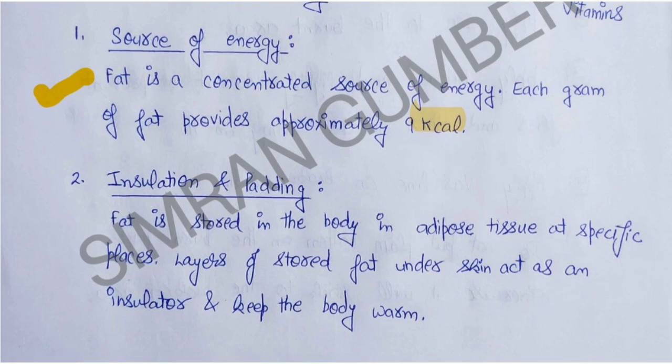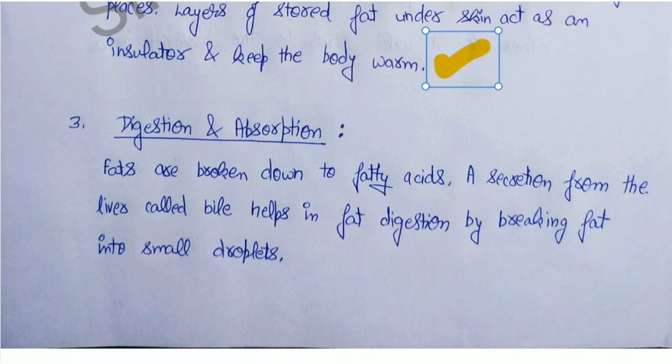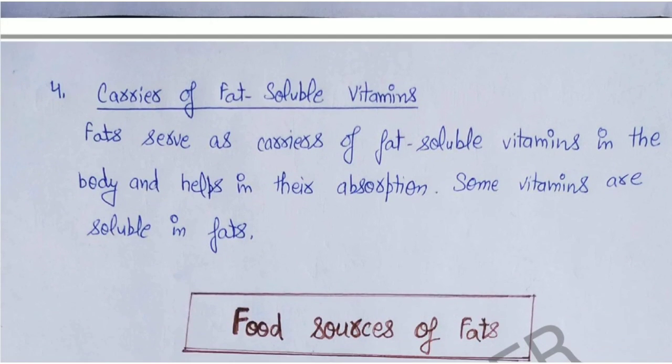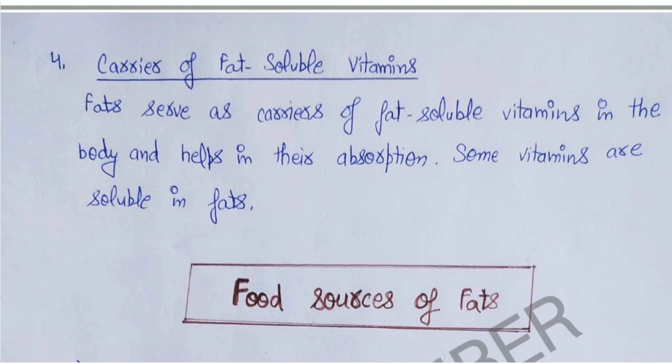Insulation and padding, fat is stored in the body in adipose tissue at specific places. Layers of stored fat under skin act as an insulator and keep the body warm. Digestion and absorption, fats are broken down to fatty acids. A secretion from the liver called bile helps in fat digestion by breaking fat into small droplets. Carrier of fat soluble vitamins, fats serve as carriers of fat soluble vitamins in the body and help in their absorption. Some vitamins are soluble in fats.